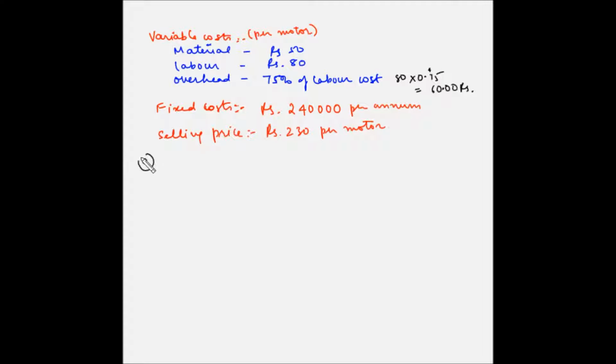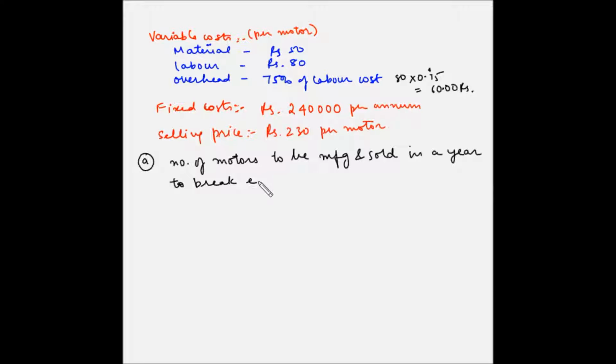Now first we have to find out the number of motors to be manufactured and sold in a year to break even. Now we know that break even point is achieved when the total revenue is equal to the total cost.